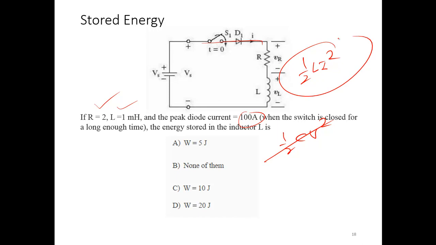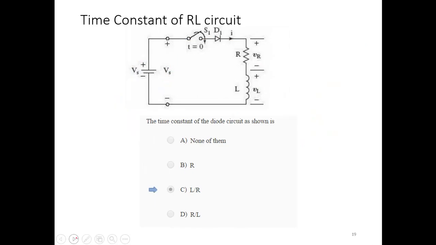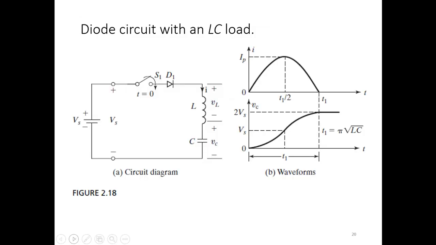Now, what will happen? There will be energy stored. Energy will be transferred from that supply battery voltage to this inductor through a diode. You transfer the energy from the battery to this inductor, and it will be stored there. The time constant of the RL circuit is very simple. That's the same thing, L by R, and you should be able to do that.